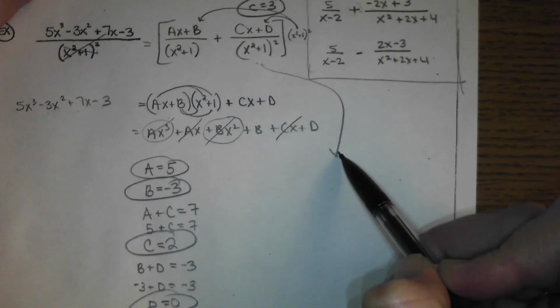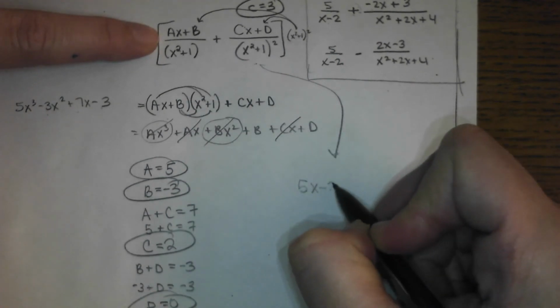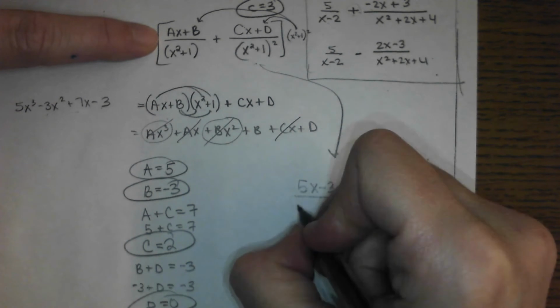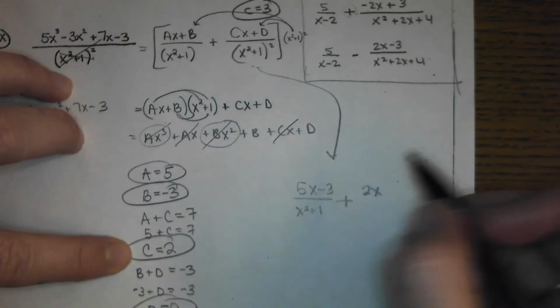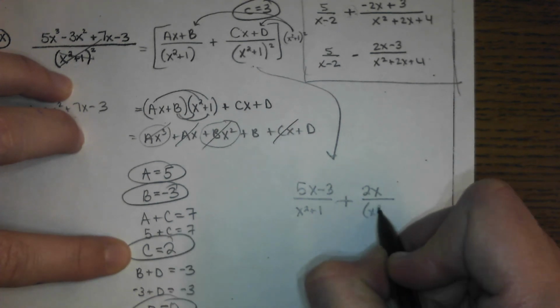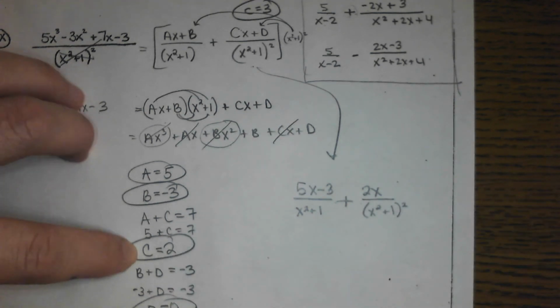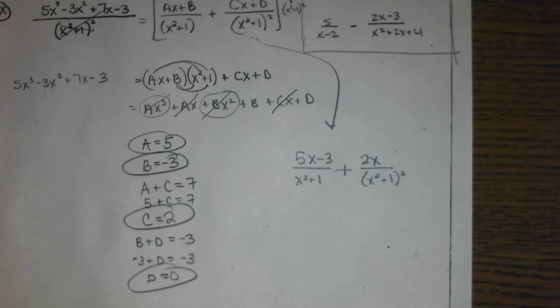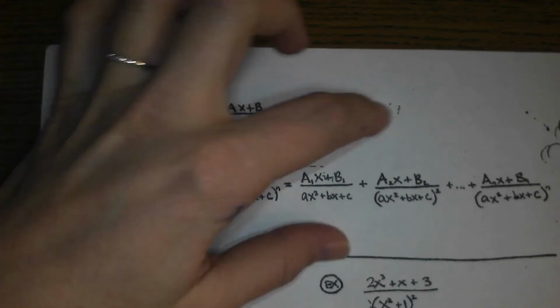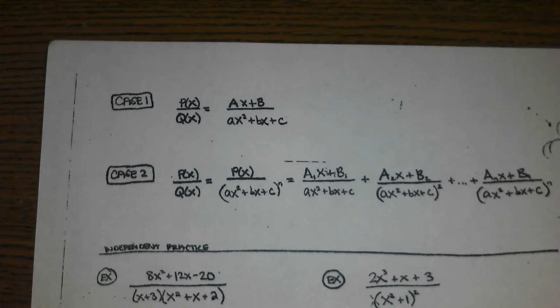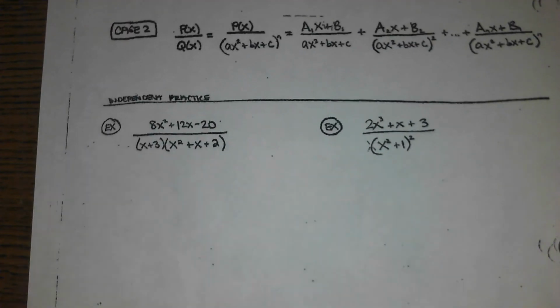So going to your final answer, that's going to be 5x minus 3 over x squared plus 1, plus 2x plus 0 technically, so I'm not going to write that, over x squared plus 1 squared. Good, good, good. And then there's just the long drawn out kind of thing that I showed you yesterday. And then 2 more examples of the same stuff.